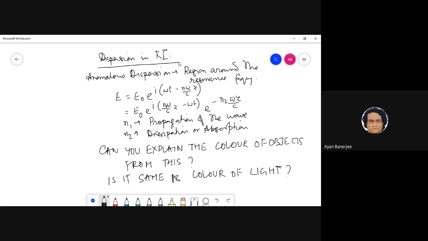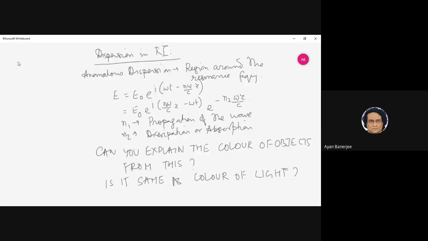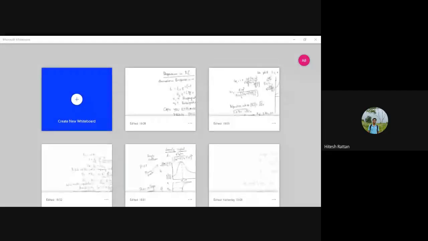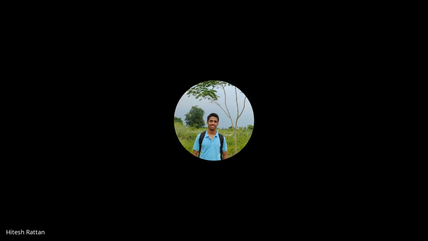Sir, I have a question. When we say this refractive index depends on the wavelength of the wave that is propagating in the material, is this wavelength dependence related to the real part of the refractive index or the imaginary or both? Both. We'll discuss this tomorrow.